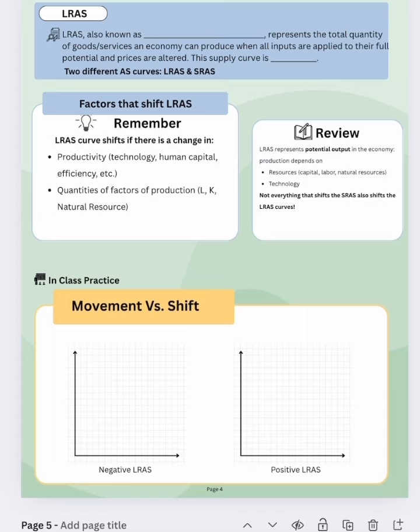Factors that shift the LRAS curve are quantities of factors of production and the productivity, such as technology, more workers, human capital, and more.